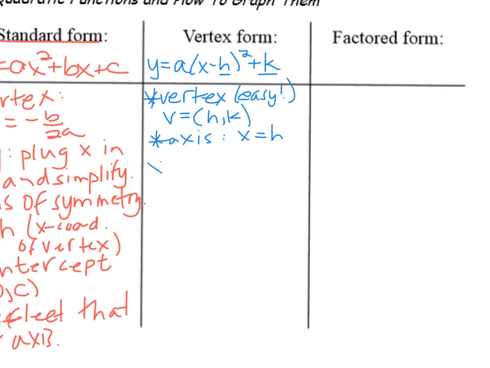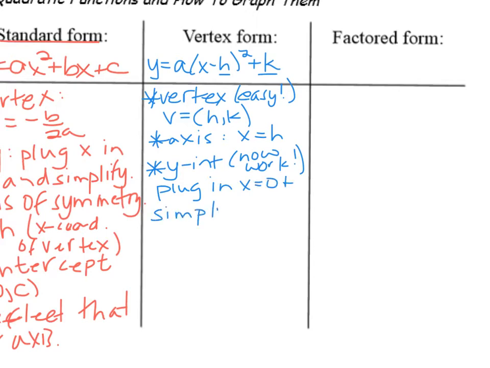Here's where the work will come in. To find the y-intercept this time, now there's going to be work. It's not just 0, k, because k is part of the vertex. We have to plug in x equals 0 to the equation and simplify. And that will give you the y-intercept. And then just like standard form, we'll reflect that over our axis of symmetry. And then you should have enough information to draw the sketch for your quadratic function.